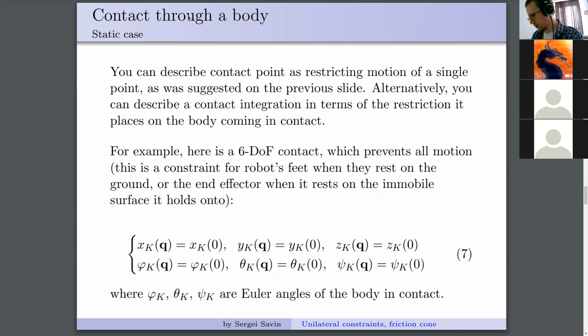Okay, and that is what I've written in expression number 7. That is your foot, or the body, losing translational degrees of freedom. That is the first row. And then it loses rotational degrees of freedom. That is the second row. Okay. So the second row represents Euler angles, and they encode rotation. And I say that they're constant now.